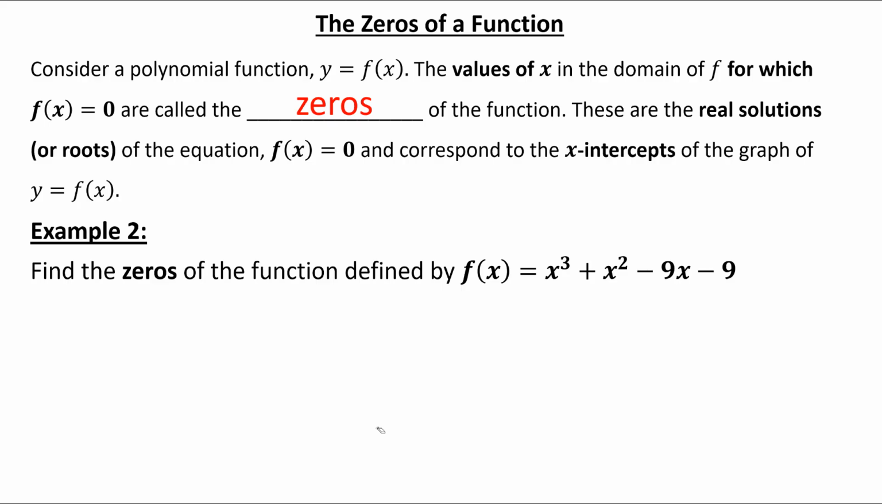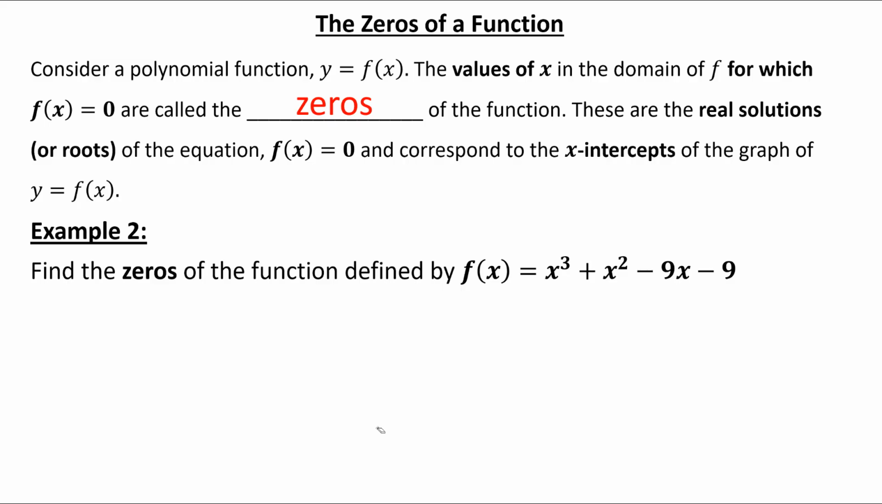They are also the x-intercepts of the graph. So sometimes those 3 words can kind of be used interchangeably, but they do have slightly different meanings. So the zeros of the function, the solutions of the equation f of x equals 0, and the x-intercepts of the graph. Those are all the same things, the same values of x.